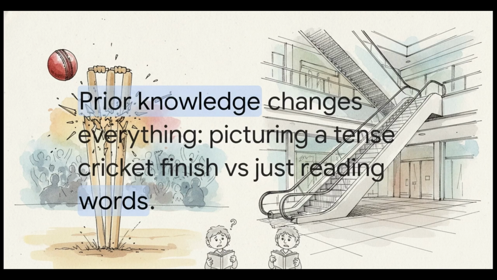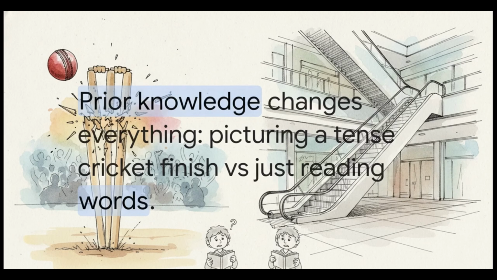Let's look at a really vivid example of content schema in action. Imagine two students reading this exact phrase, "A wicket falling in the last over." Now, a student who has grown up playing or watching cricket instantly feels their heart rate spike, right? They picture the tense finish, the bowler running in, the crowd screaming. Their schema for over, wicket, and batsman is fully activated. But a student with zero cricket schema, they can pronounce every single one of those words perfectly and completely miss the excitement.